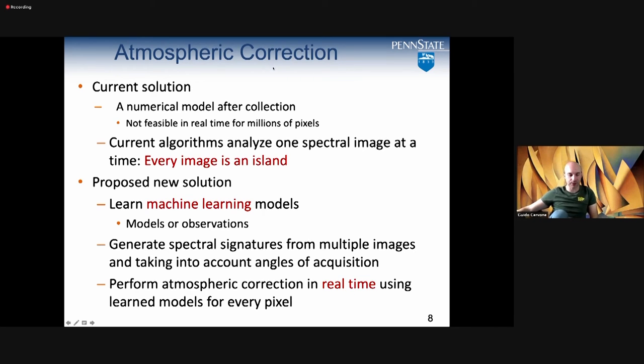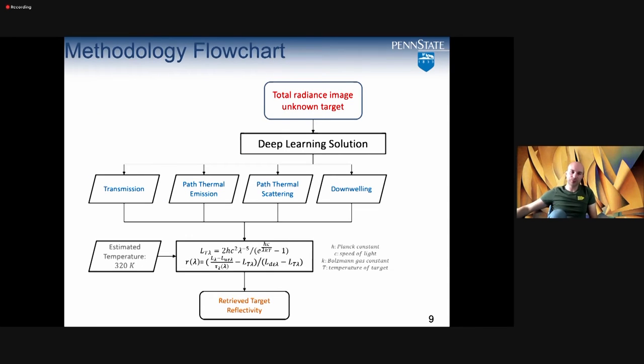For the atmospheric correction, the current solution is to try to run a model, and every image is an island, every image is analyzed independently. And what we're trying to do, the proposed new solution, is to use a machine learning model. So you can see here, we have our total radiance, we run it through the machine learning model, and we automatically identify our 4 different components for our solution. Once we have those, we use simple algebra, and we can identify our reflectivity.